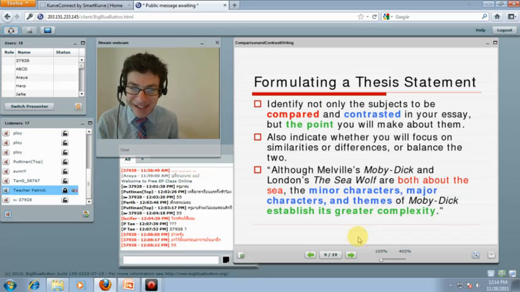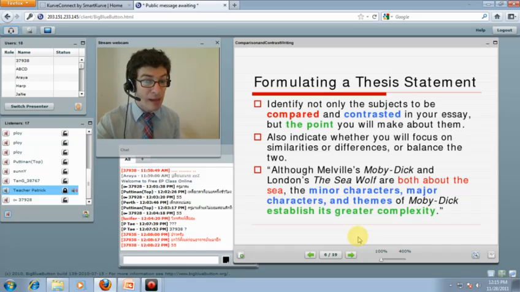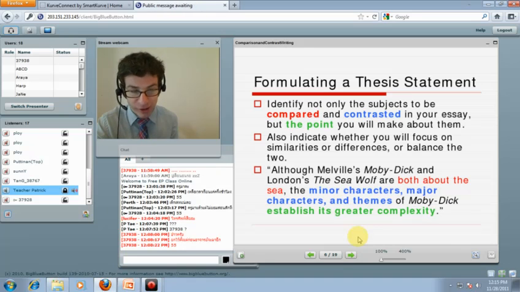This is really complicated, so let's work through this. Okay, guys, so we have 2 books here, Moby Dick and The Sea Wolf. And what we're going to talk about here is how Moby Dick's characters' major themes are different from the Sea Wolf's. So, both books are about the sea. We've established a similarity. But here we're going to talk about differences. So then we're going to say which type of differences we're going to talk about. Minor characters, major characters, and themes.